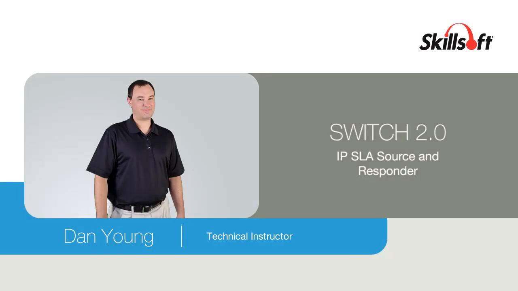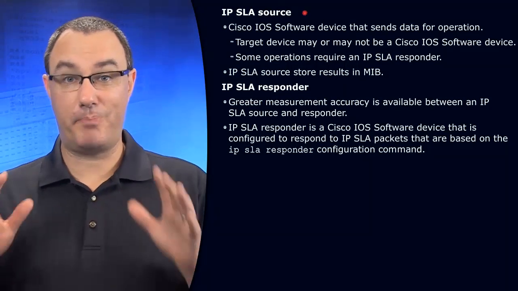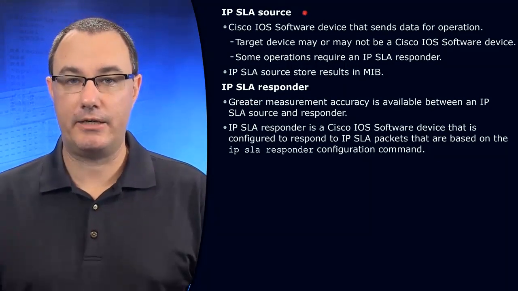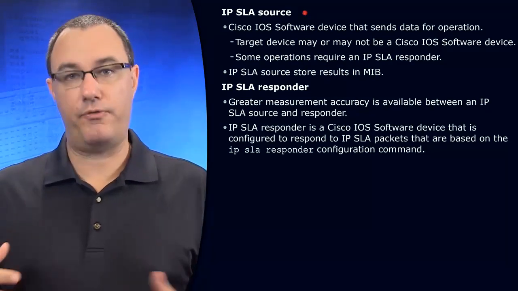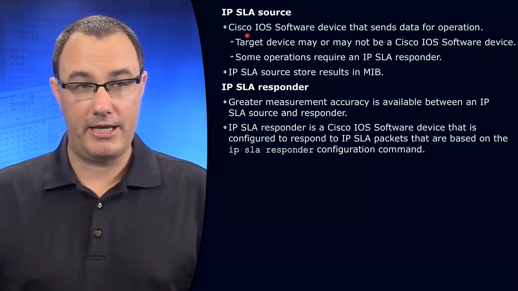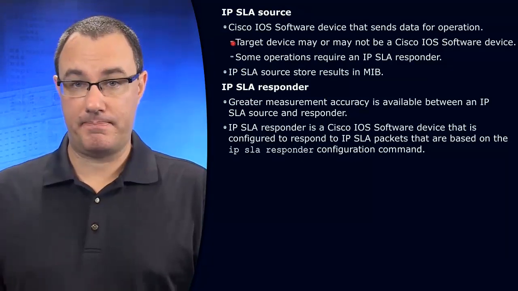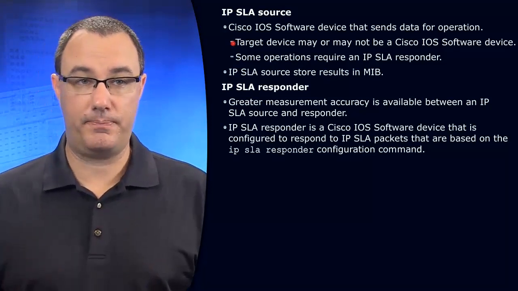The building blocks of IP SLA are, first, you've got to have something that's pumping out the SLA information. That's a source. So you've got to configure a number of different elements on the source. Then you point it to something. Now you have a choice in what something you point it to.